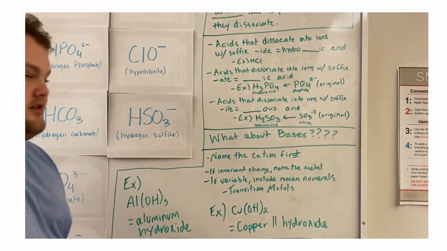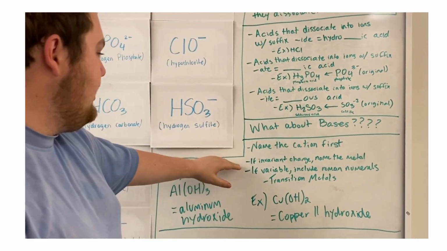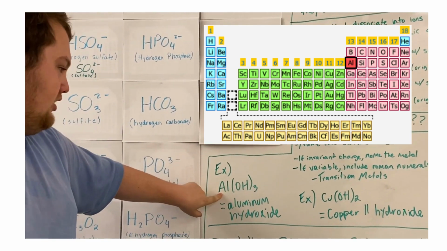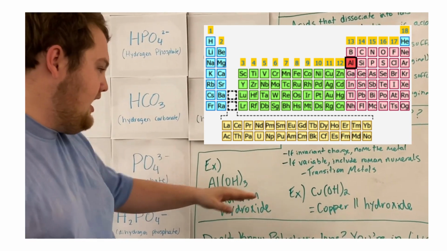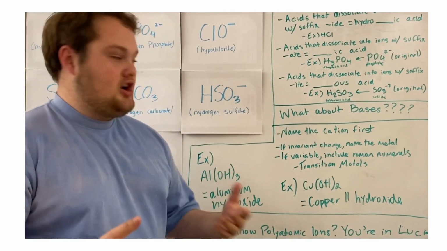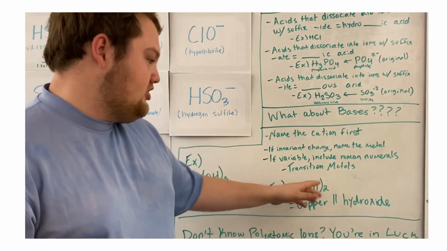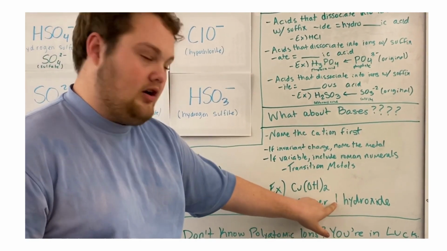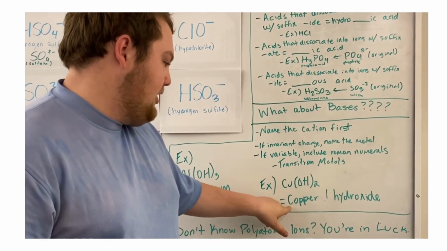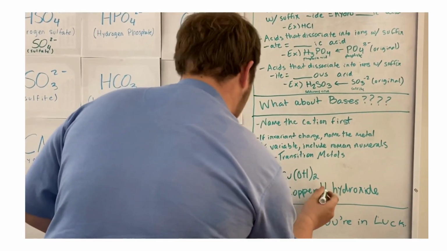So what about bases? Well, let's name the cation first. And remember, cations are positive. So if it has an invariant charge, such as aluminum, which has a +3 charge, you do not have to include the Roman numeral, which you would have to do if it was a transition metal. Copper is a great example. You could have copper hydroxide here, and it could be just one hydroxide and you would make it a 1 right here. But since it's 2 hydroxide, we're going to make that 2, and we're going to make it apparent here when we name it. So we're going to call it copper(II) hydroxide.